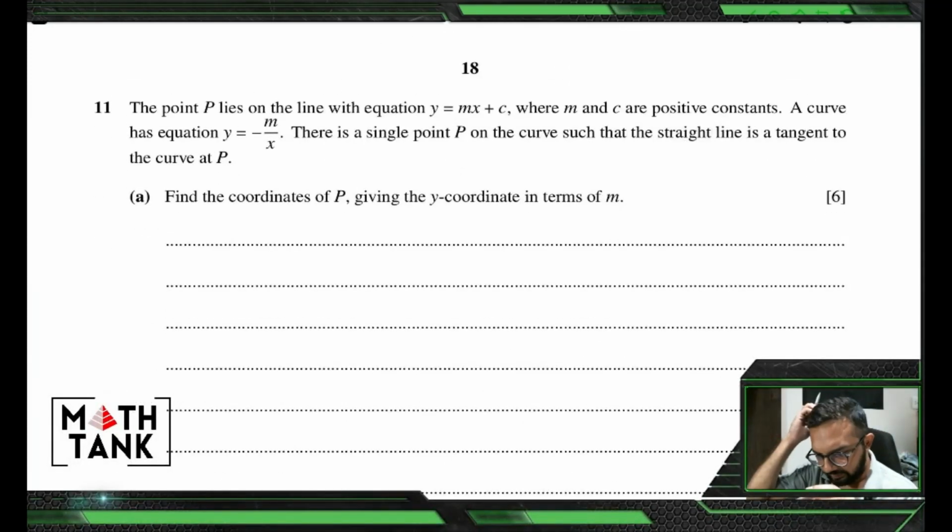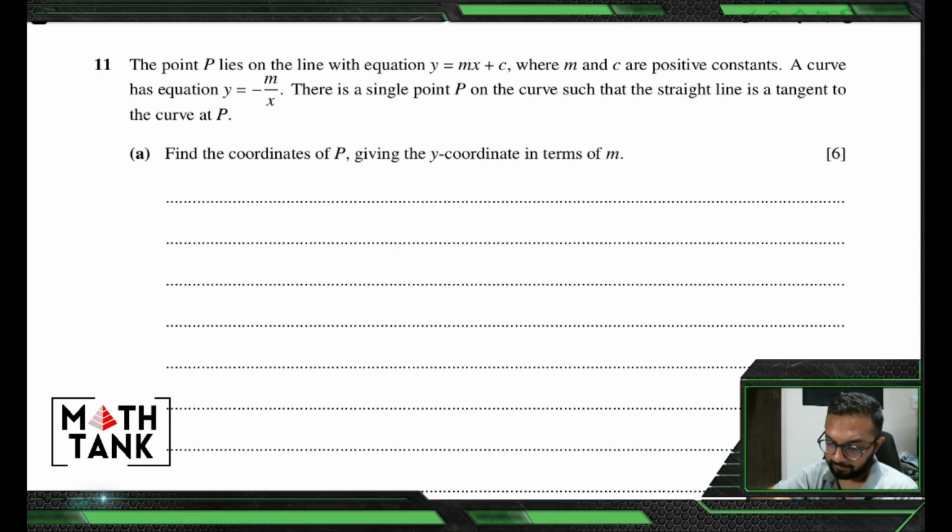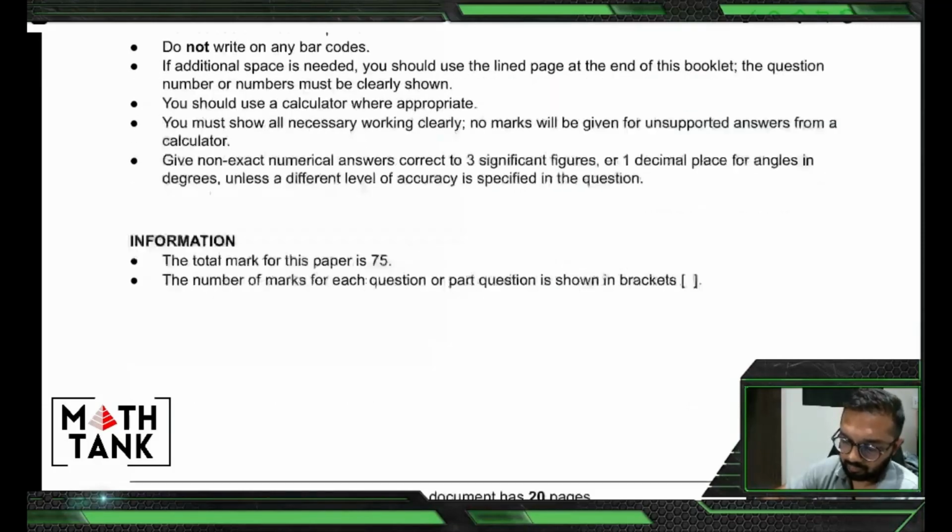Okay, moving on. This question is not difficult. It's a simple question on quadratics. I think I haven't marked any questions from here, so I'm going to do them spontaneously. There's a single point P on the curve such that the line is a tangent to the curve. So tangent simply means that you solve them simultaneously and say that b square minus 4ac equals 0.